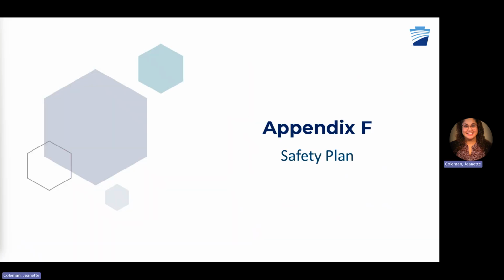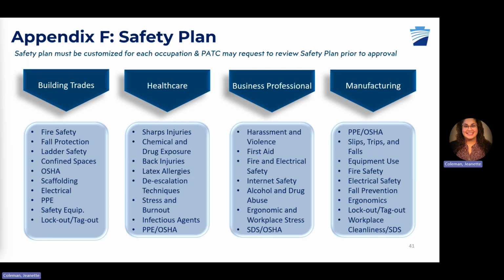So now we will review Appendix F, which is the safety plan. Listed here are example topics regarding safety based on the industry, such as the building trades, healthcare, business professional, and manufacturing, as just examples. And sponsors can use their current safety plan, but the safety plan should be focused on the occupation, not just the overall industry or organization.